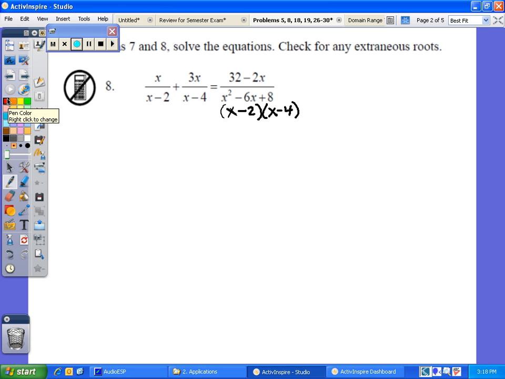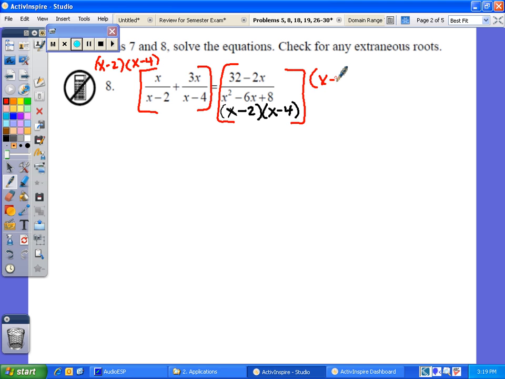x minus 4. And remember the golden rule of algebra: what you do unto one side of the equation, you will do unto the other. So on this side of the equation, I will multiply by x minus 2, x minus 4. And on the right side, I multiply by x minus 2 times x minus 4. In multiplying, don't forget that you have to distribute.